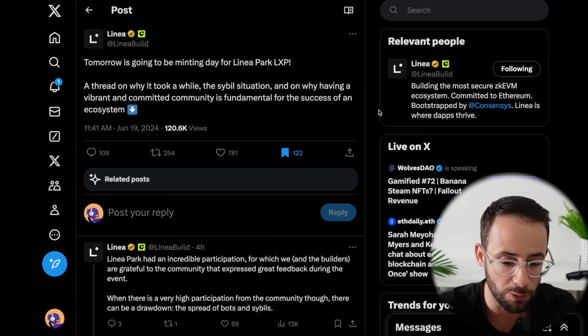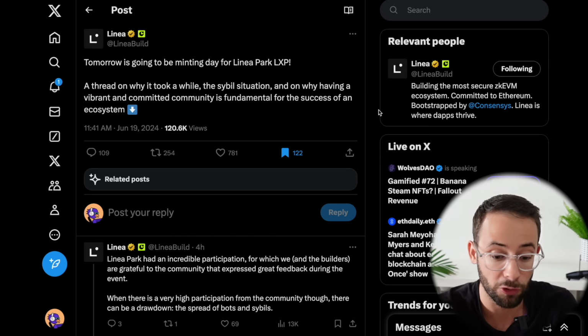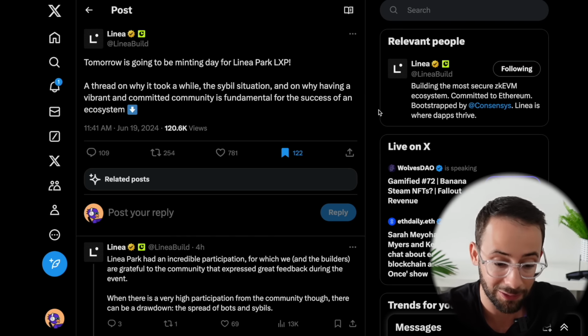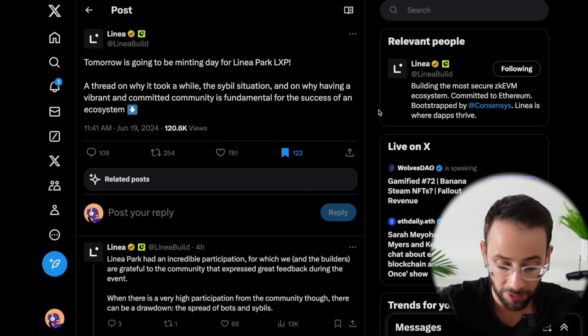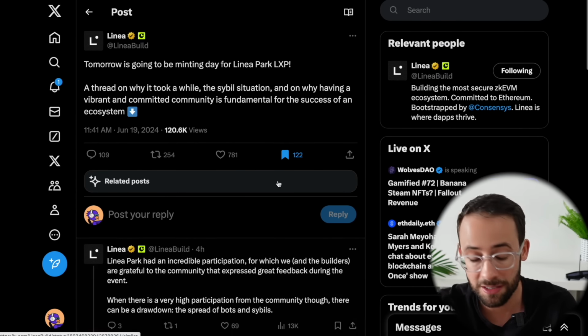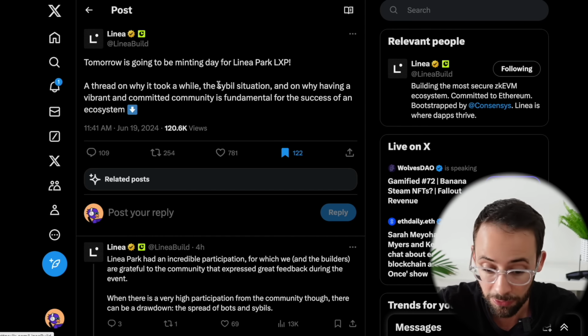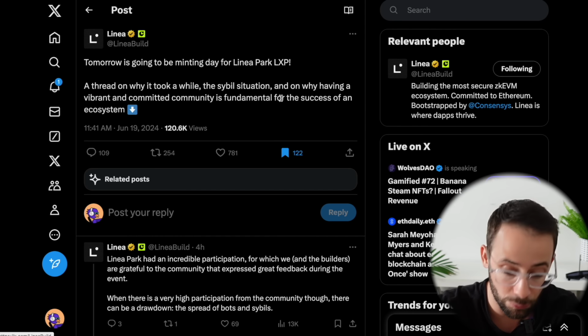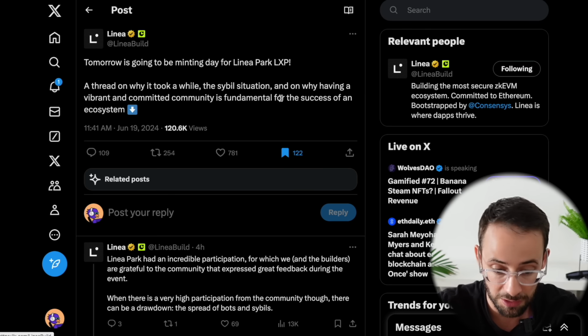All right, let's move now to forward-looking things. For starters, tomorrow, Linea Park LXP is finally going to be dropping. They released a little blog post here about why it's taking so long. They're trying to address the Sybil situation, but the TLDR is that we're getting LXP from Linea Park tomorrow, finally.